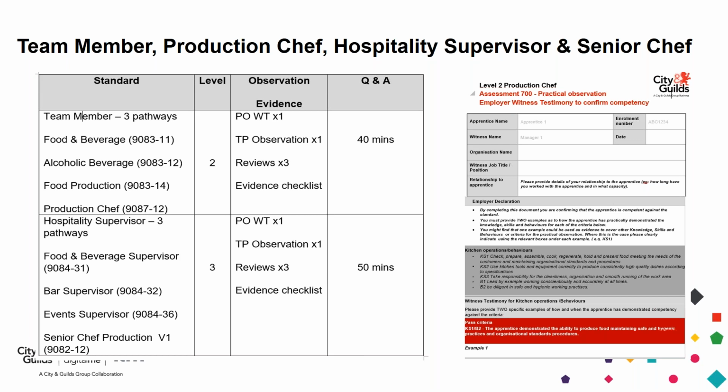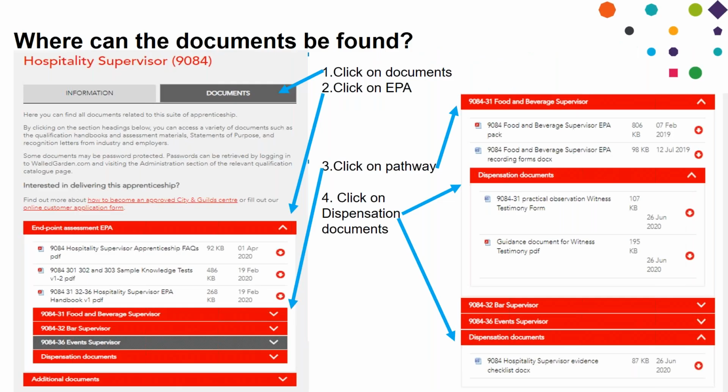Number 4, an evidence checklist, which we have produced for you to ensure you upload the correct evidence for each learner. The practical observation witness testimonies and the evidence checklists can be found under each specific standard. So in this example, I'm using Hospitality Supervisor.